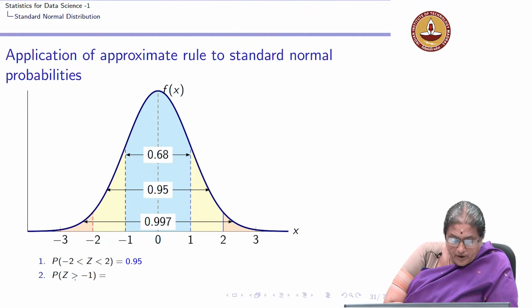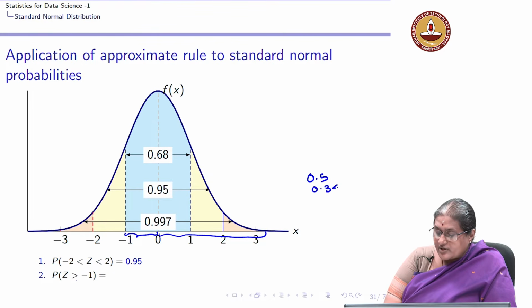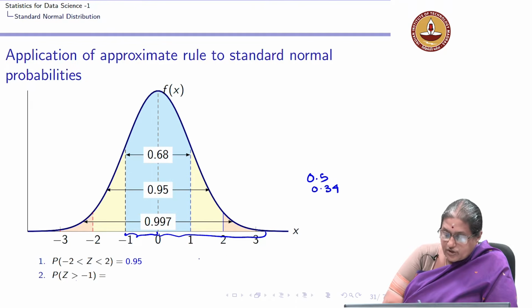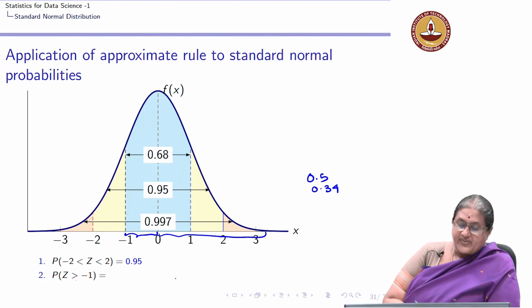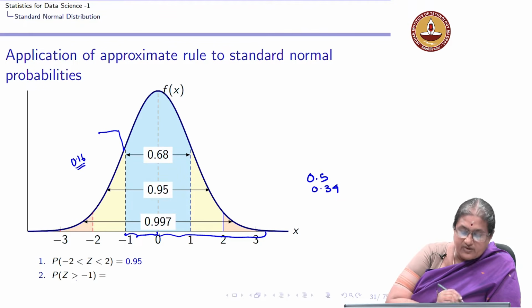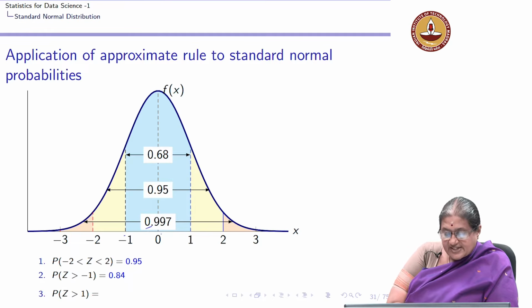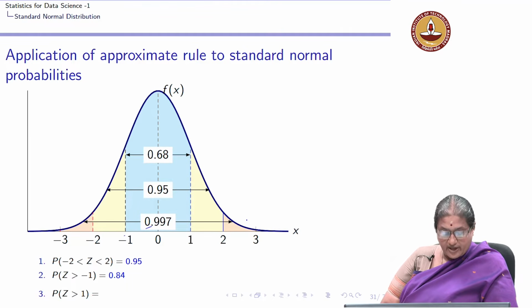To find out the probability Z is greater than minus 1, I know that probability Z is greater than 0 is going to be 0.5. The probability of minus 1 to 0, again I know, is 0.34. So, the probability Z is greater than minus 1 is going to be 0.84. Another way to look at it is we know that this probability is 0.16. We have already computed that. So, 1 minus 0.16 is 0.84. So, this probability Z is greater than minus 1 is 0.84.